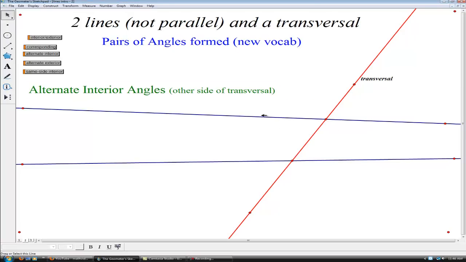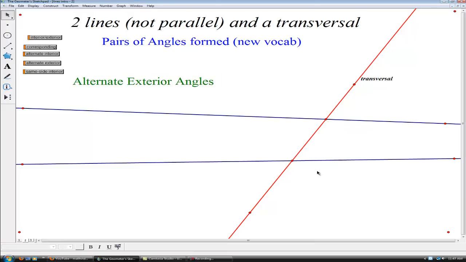Alternate interior angles. Let's call this angle angle 7, and let's call this angle, which has a different mark, because these are not parallel, we do not know any relation between their measures, so they get different measurement marks. And let's call this one angle 10. These are on opposite sides of the transversal, and they're both on the interior. So these are what we call alternate interior angles. This pair would also be alternate interior angles.